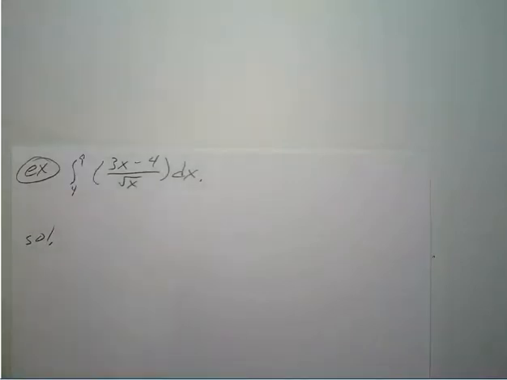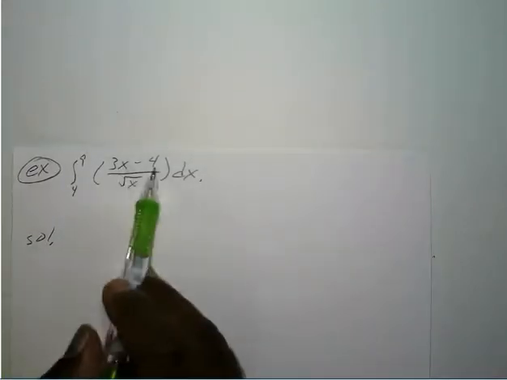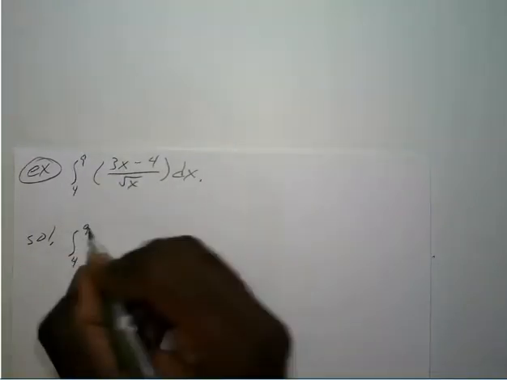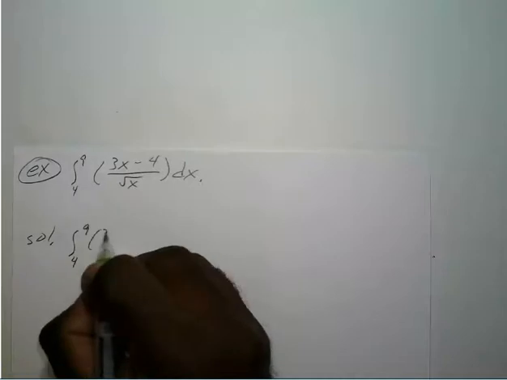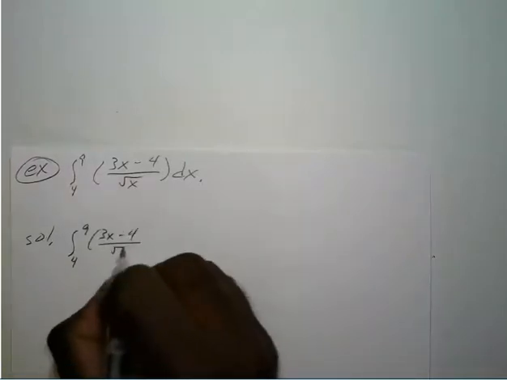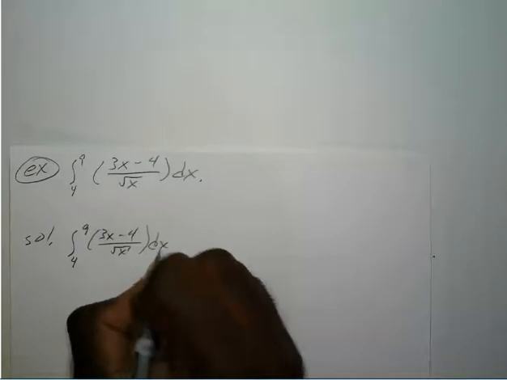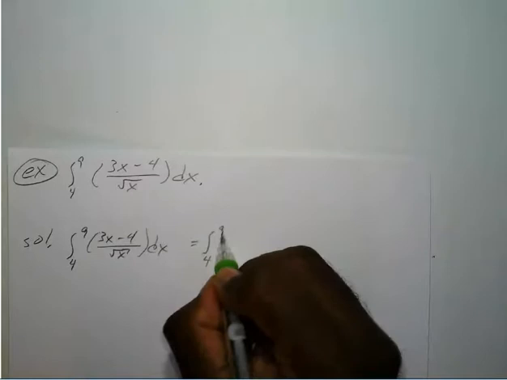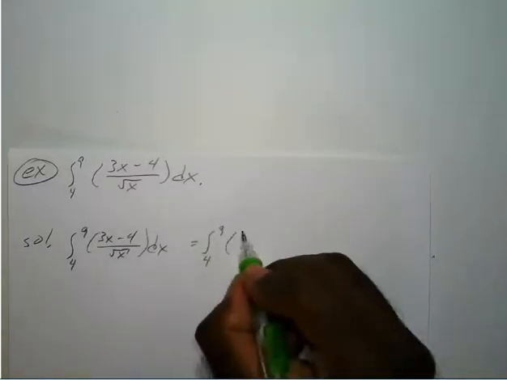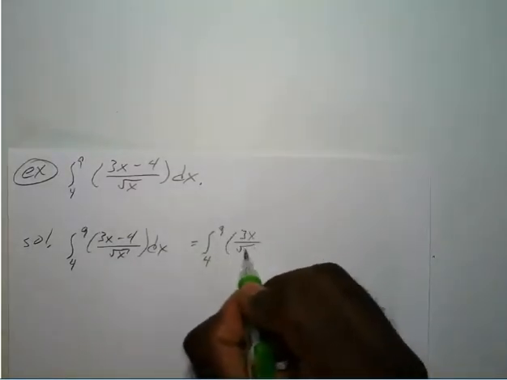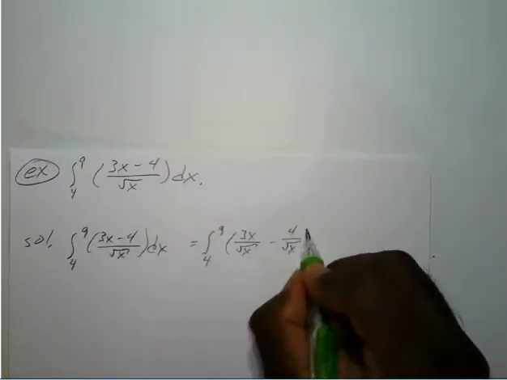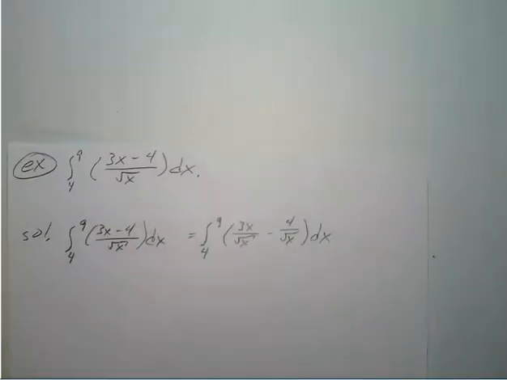All right. So the first thing we're going to do is go ahead and separate those two. So you have the integral from 4 to 9 of 3x minus 4 over square root of x with respect to x. That is going to equal the integral from 4 to 9 of 3x over square root of x minus 4 over square root of x with respect to x. Okay, so all I did was just separate those into two fractions.